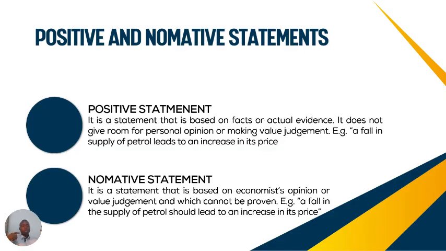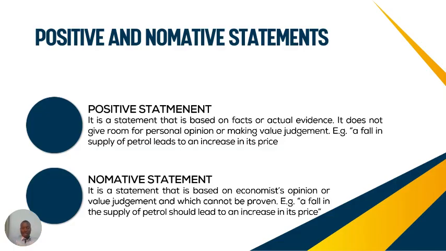For example, when I say a fall in the supply of petrol should lead to an increase in its price, should, that is my own opinion. It might be because I was in a scenario where I saw evidence that if the supply of petrol should actually fall, it should. You understand? That is a personal opinion. It is not fact based. You see that should means that there is an assumption. It might lead to an increase in its price if the supply of petrol should fall. It should, it means that it is likely. That is what it means. So that is a normative statement.